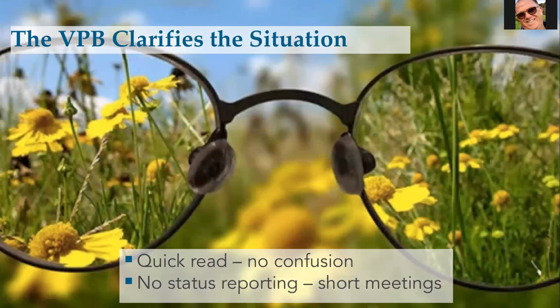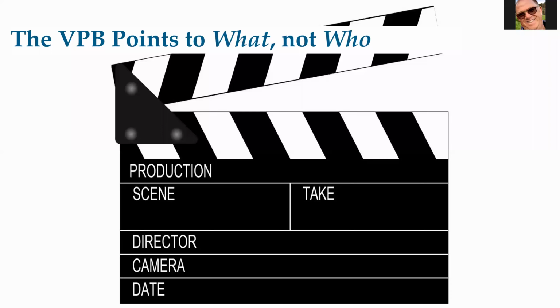I think the VPB clarifies the situation. It gives a quick read. There's no status reporting. So the VPB eliminates a big chunk of what's happening in meetings just by putting a visual up there. One of the things that the visual project board does is it points to what should be done and not who, rather than who is to blame. So the visual project board creates transparency in your project plan and your project team.